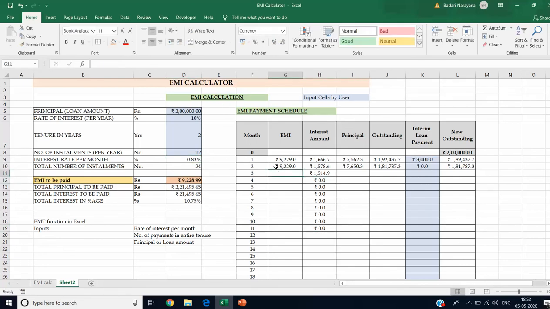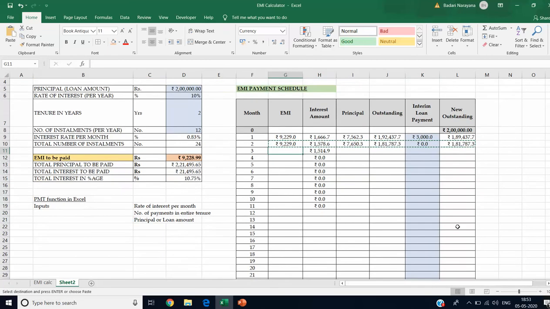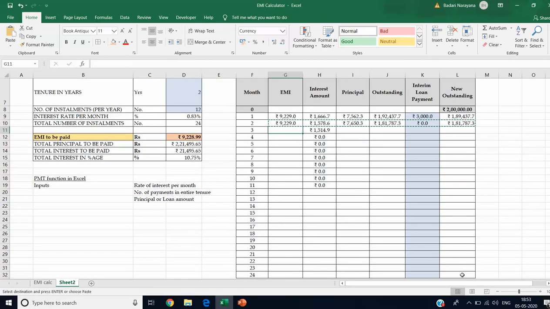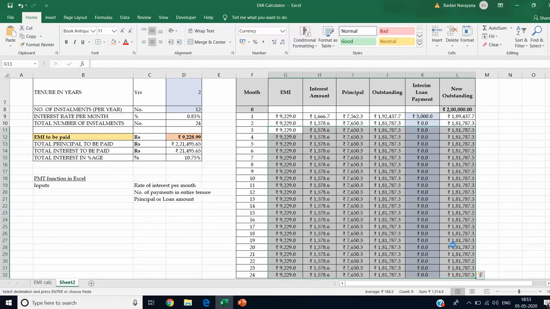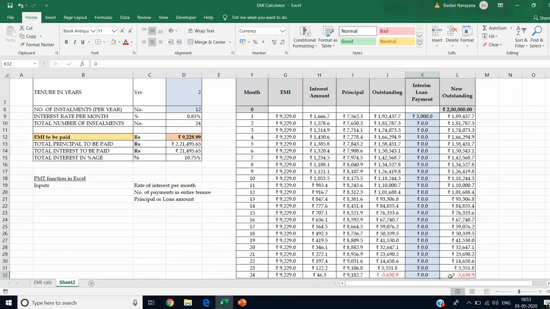Okay, so with that I'm copying all this data into entire rows for 24 months, because my tenure period is 2 years, 24 months. So see here, by the end of 24 months my outstanding has become 0. For the calculation purpose I'm making the interim payment 0 for the first month. So this is how we are paying now.